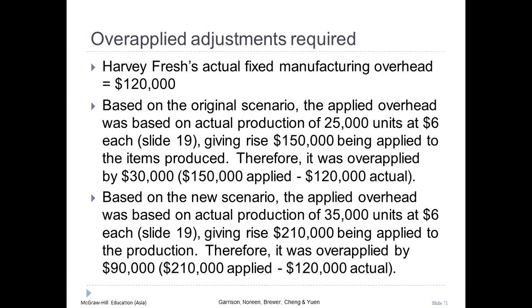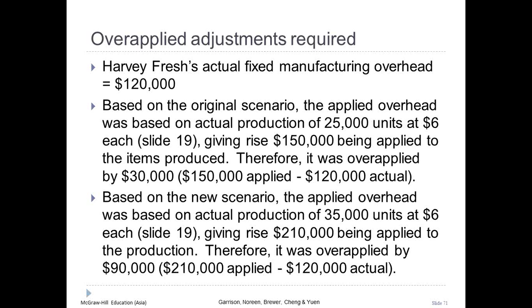Harvey Fresh's actual fixed manufacturing overhead was $120,000 in this example. And based on the original scenario, the applied overhead was based on actual production of 25,000 units at $6 each. That gave rise to $150,000 being applied to the items produced. Therefore, it was over-applied by $30,000. How was that calculated? The $150,000 applied versus the $120,000 actual.